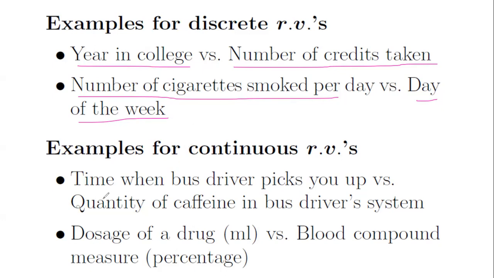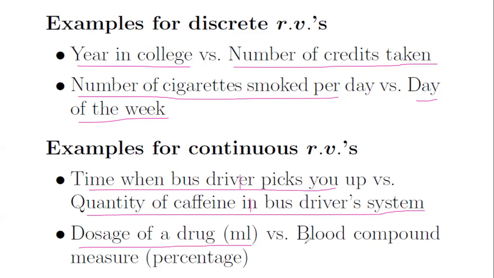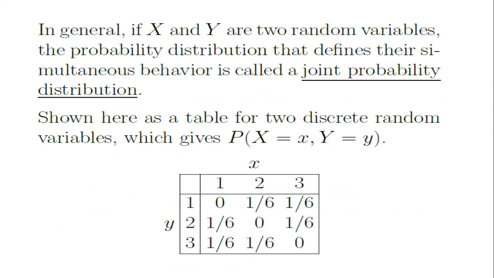Okay. The time when the bus driver picks you up, that's continuous, obviously. So you can measure that in the number of hours, I don't know, or maybe days, versus the quantity of caffeine in the bus driver's system. Is he awake or not? Because if he's sleepy, then he might be, you know, driving the bus slowly. So you can compare these two and find out the probabilities of different combinations. This is a continuous case. Similarly, dosage of a drug in milliliters versus the blood compound measure. I think the healthcare people will be able to understand this better, but this is just an example from the healthcare domain. So very simple example, nothing complicated.